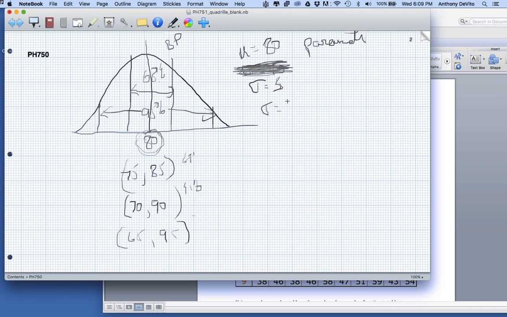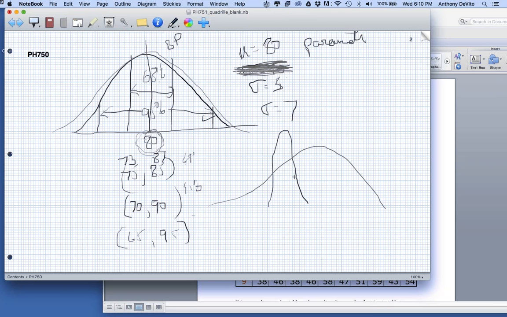Now, if the standard deviation were 7, what that would mean is that the distribution would look a little wider. And one standard deviation to the left or right, instead of 75 and 85, would be 73 and 87. The actual percentages, from the perspective of the number of standard deviations to the left and right, stay the same whether the distribution looks like this or looks like this.